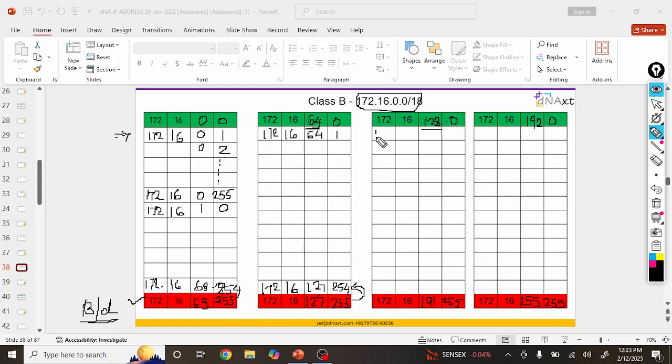Here the first valid host is 172.16.128.1 and the last valid host is 172.16.191.254. Here the first valid host is 172.16.192.1 and the last valid host is 172.16.255.254. That's it. This is all about slash 18.